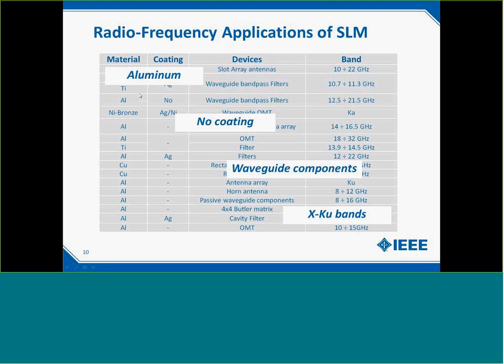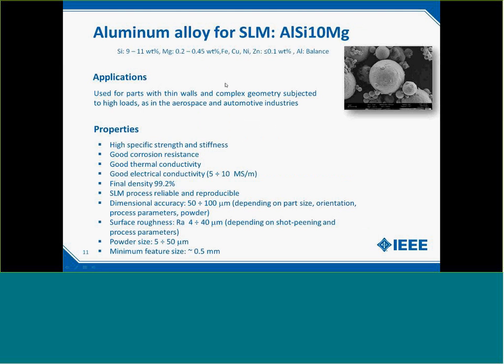Since aluminum is the material most used in these applications, let's see what kind of alloy is used. They are made of aluminum, silicon, and magnesium. It is widely used in aerospace and automotive industries because of very good properties in terms of strength, resistance, thermal conductivity, and electrical conductivity, around 5-10 megasiemens per meter. The final density can be as high as 99%.